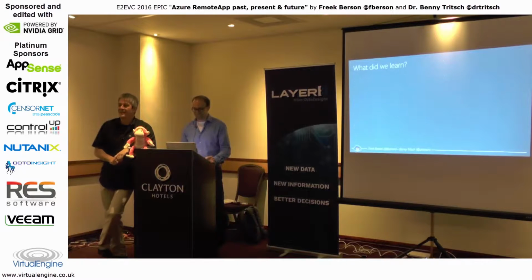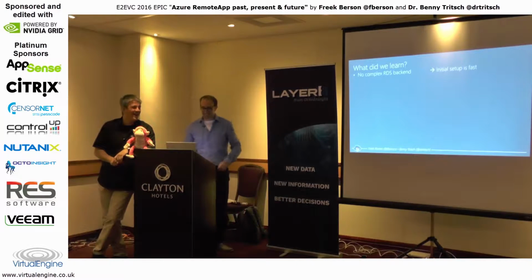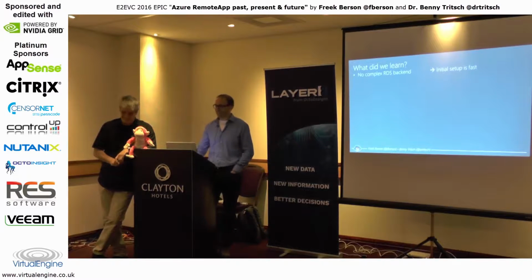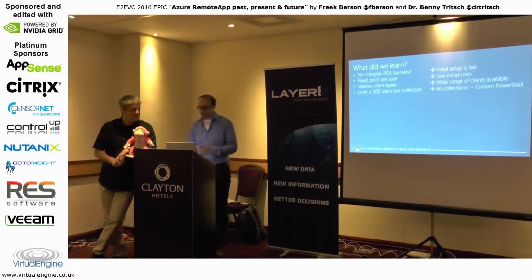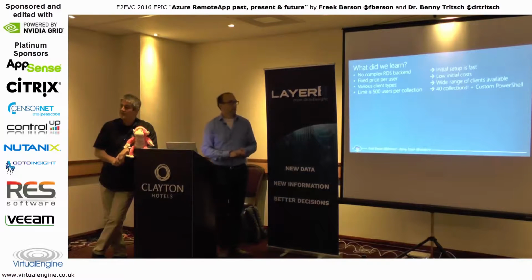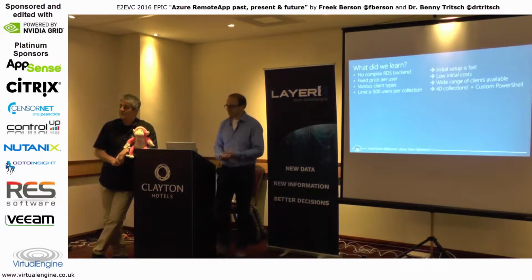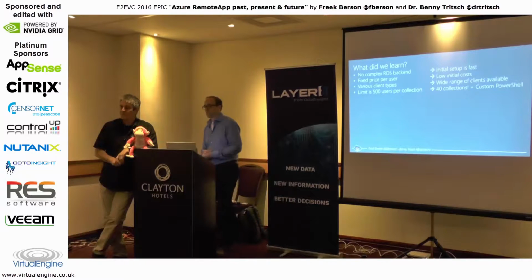Good. So what we learned. We'll start with the good stuff, right? There's no complex RDS backend, so the initial setup is fast. Again, a fixed price per user per month, that's good. Various types of clients, so they can use their iOS and Mac OS clients. But then we run into that same 500 users per collection limit. So for 20,000 users, that means 40 collections. Start to manage 40 collections for the same application landscape.